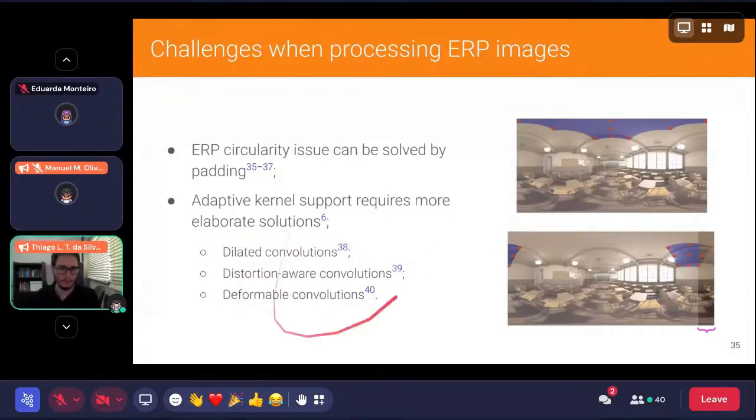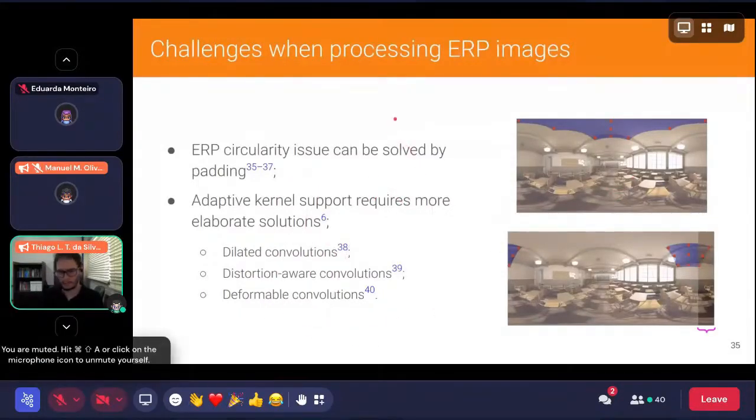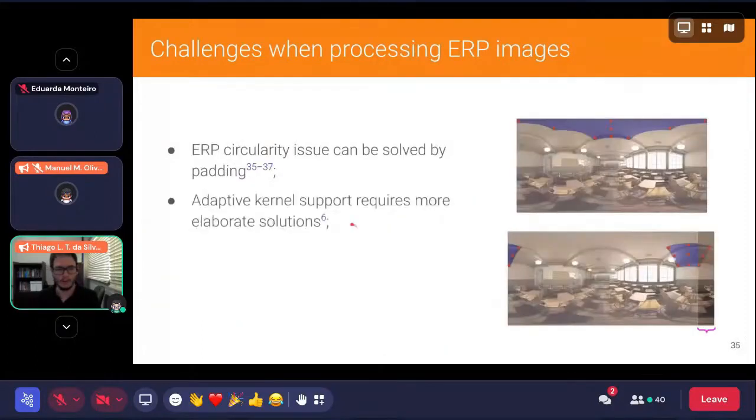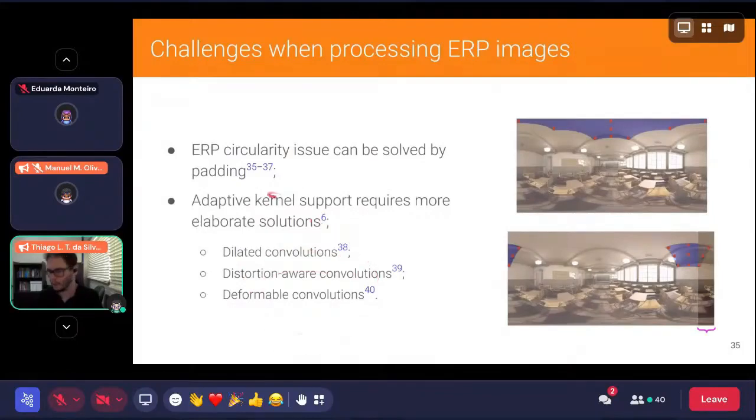Well, that's it. So we can use regular filtering in the rectangular images, but it is not correct from the theoretical point of view, and they will be weighting the regions of the sphere in different intensities. But we can address this problem using these three approaches and probably many others that employ similar ideas.